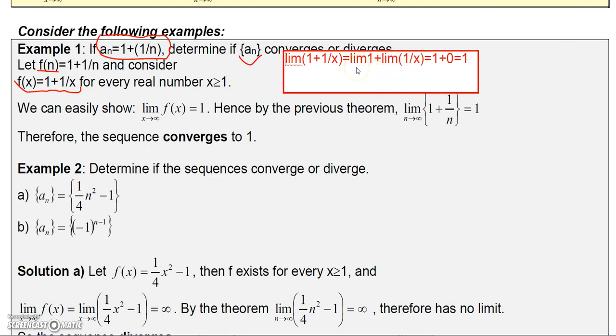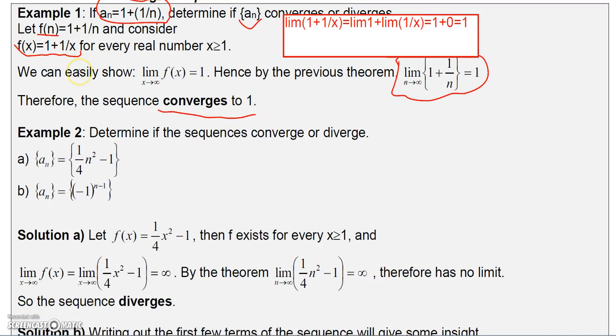And of course, as x goes to infinity, the constant just goes to 1. And as x goes to infinity here, 1 over x goes to 0. So that limit of 1 plus 1 over x as x goes to infinity would just equal 1. So that's pretty easy to show. And since that's true, then by that theorem that I just showed you, the limit of this sequence as n goes to infinity would also equal 1. So therefore we would say the sequence converges to 1.